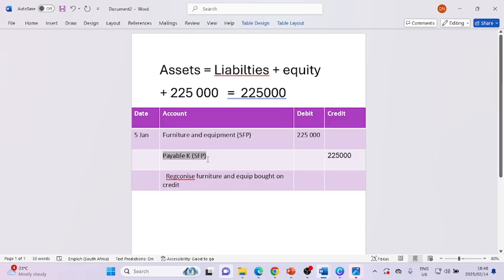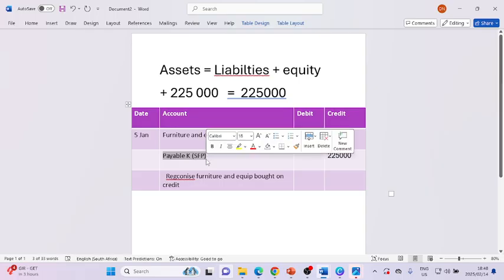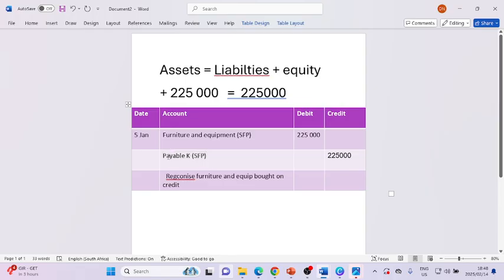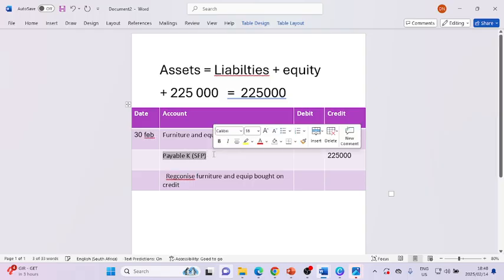What do we mean by derecognize it? These activities will be shared via YouTube, so if you want to redo these activities, you can look at it there. So payable K, you have to derecognize it. Because we don't owe him anymore, we settled the fee on the 30th of Feb. You guys paid this guy back, which means we don't owe him anymore.